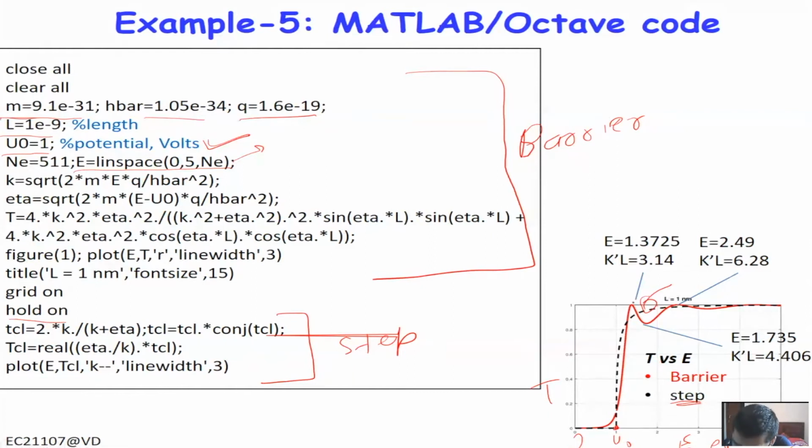So now you see here, when I found this point, the K prime L at this point was 3.14. At the second peak, it was 6.28. At the third peak, it was 3 pi. So you see 3.14 is pi. So pi, 2 pi, right? And corresponding energy is 1.37. For the second one, energy is 2.49. I also found this point, which is the lowest one, minimum. And here K prime L was 4.4.